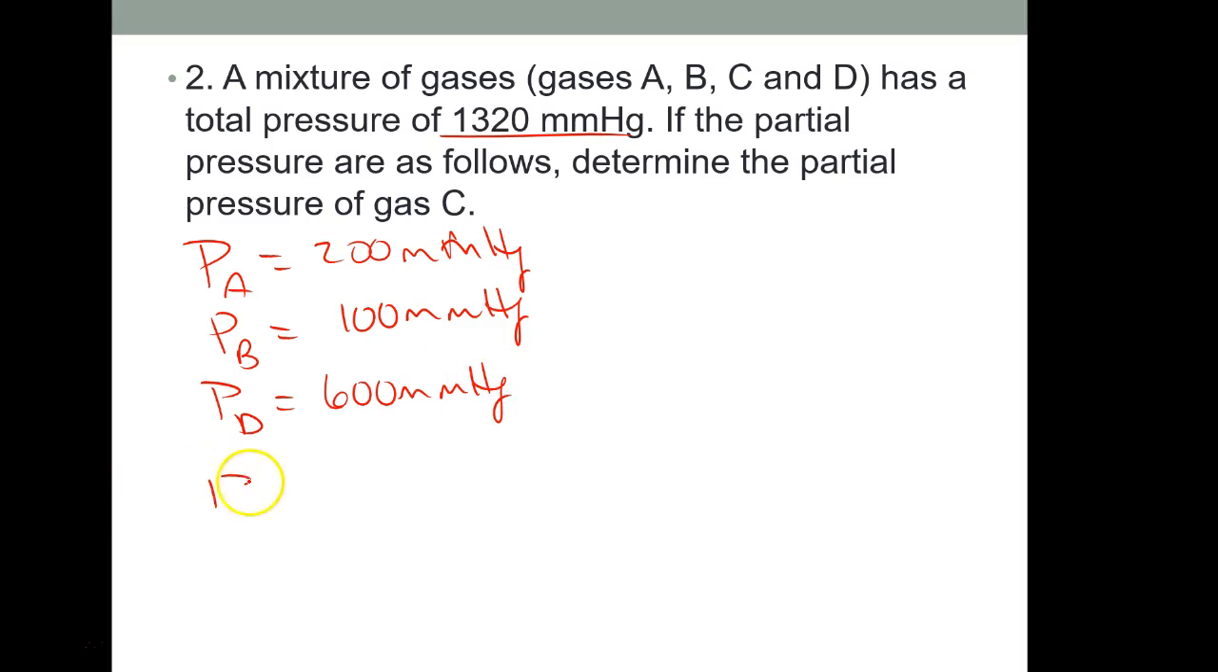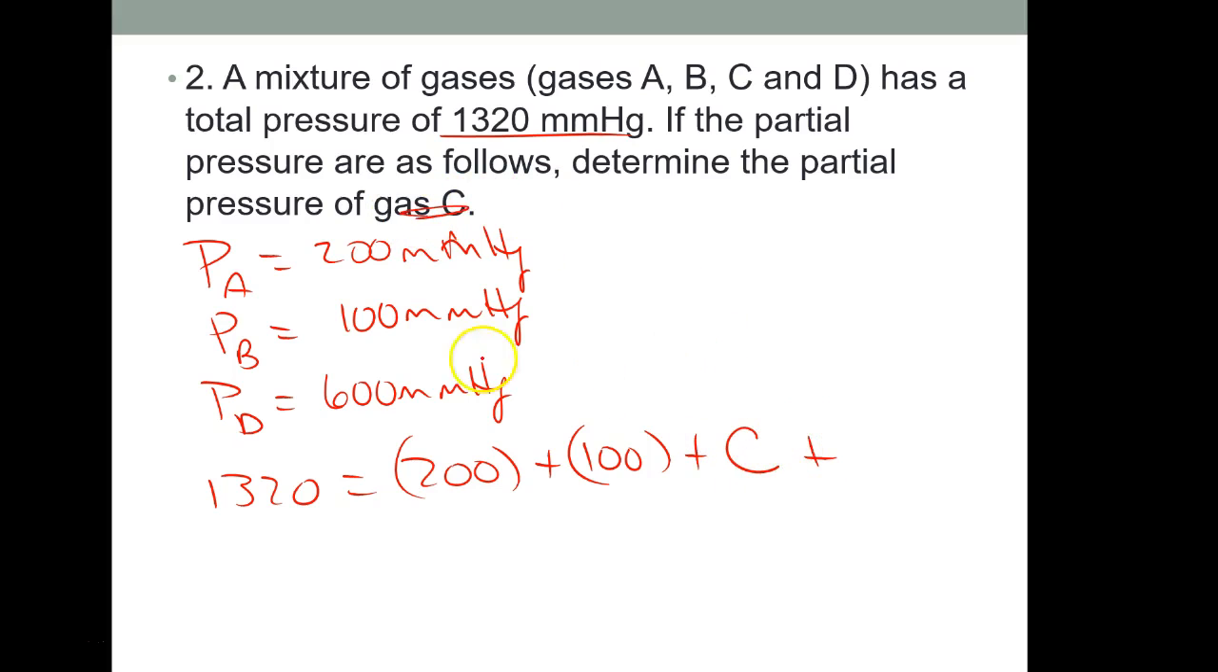Well, the total is 1320. That is the first one, 200, plus the second one, 100, plus the missing one, let's call it C, and the third one, 600. And since these are all being added, not multiplied, you have 900 plus C, subtract 900.